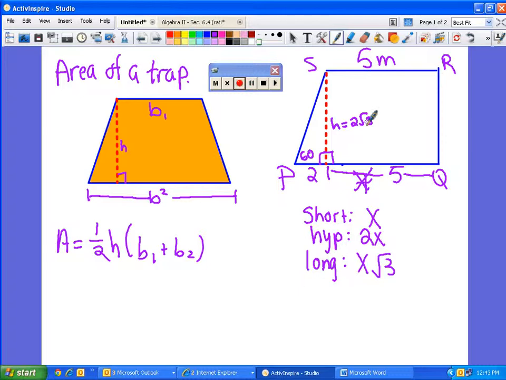Do you leave it like this? Yes. So you don't multiply the square root of 8. No. I got the first one.